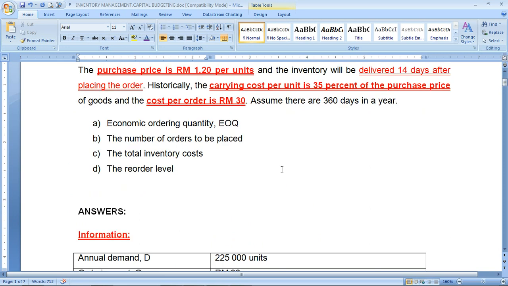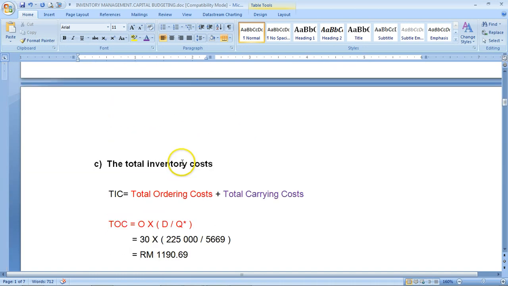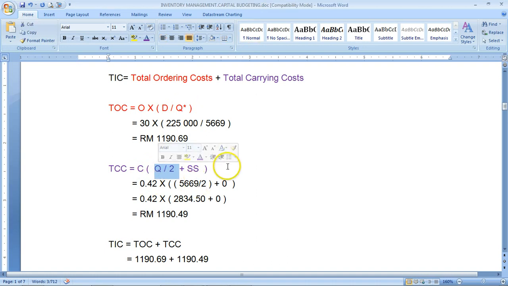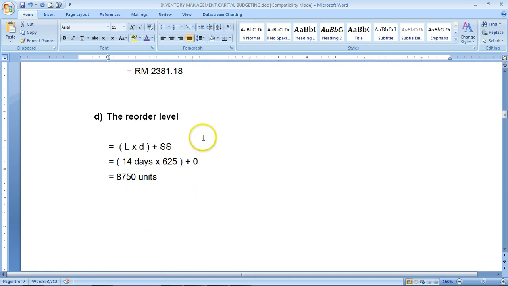So please remember all the formulas, just to recall for you. EOQ, Q star, square root of 2 times D times O, not 0, O is ordering cost, divided by C. Then D divided by Q. Then TOC plus TCC: O times D divided by Q, C times Q divided by 2 plus SS. Please calculate this first and then you times 0.42. And lastly, don't forget to total up. Alright? And lastly is reorder level: L, lead time, times daily demand. After you get the answer, you plus with your SS, then you get the answer in units for the reorder level.